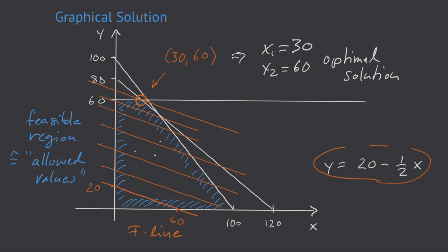Every other point here is also a solution, but it's not an optimal solution. If we plug in 30 and 60 into the profit function, we get 1,500. And that's the largest profit that we can achieve.